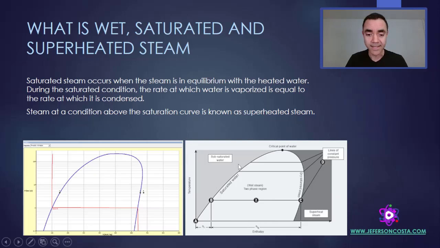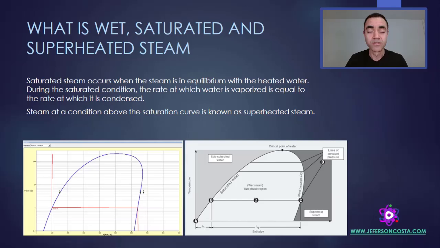We have here at the left side of the chart a subsaturated water. It means that in this region we have water in the liquid phase. When we start heating up, this water will go to this line here where we have saturated water. It means that we reach the boiling point of the water, like if you were cooking at your home.